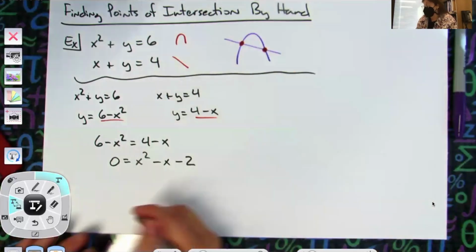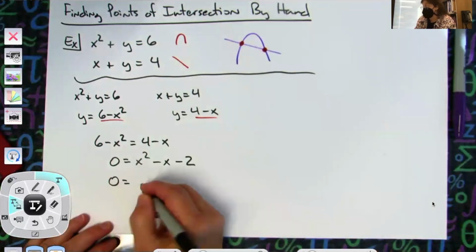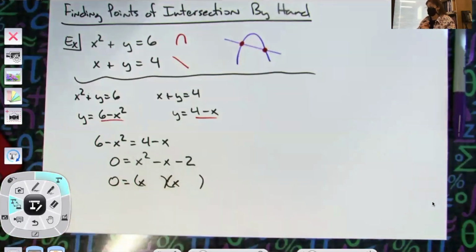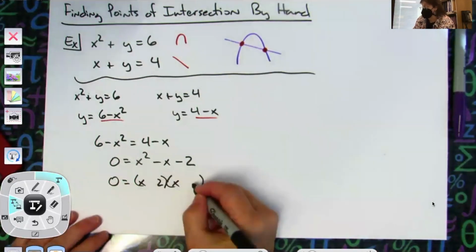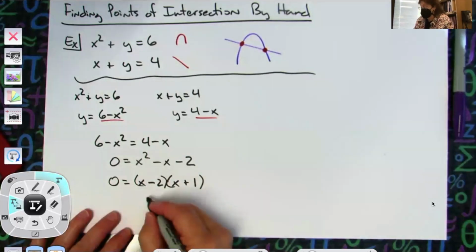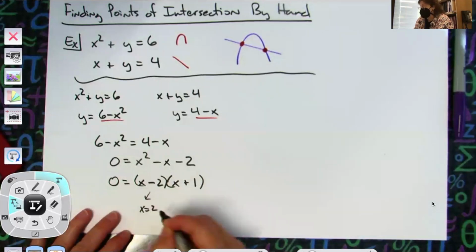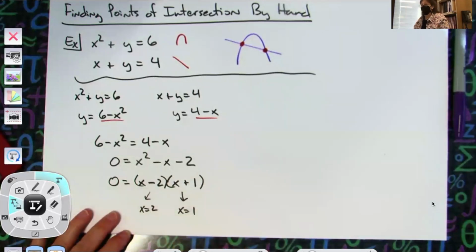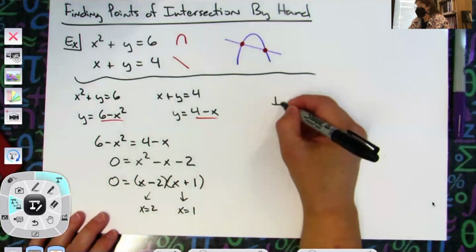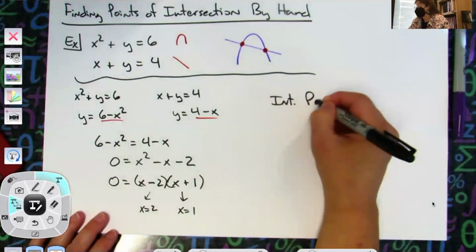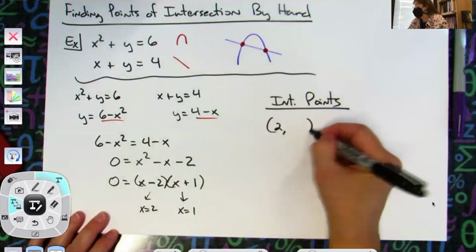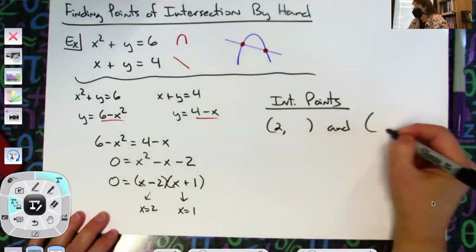Okay, so this one's going to factor. If it doesn't factor, then you're going to have to use the quadratic formula. But 2 and 1, it's going to factor really nicely here. The 2 has got to be negative, the 1 has got to be positive. Again, don't let me screw this up. All right, x equals 2, x equals negative 1. So my intersection points would be a 2, and then we've got to figure out what the y is. And then we'd have to find the other one, plug in 1.